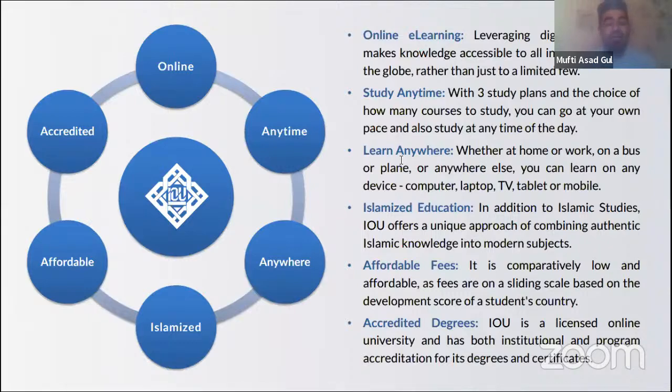But the six advantages that IOU has over all the universities that are offering online education throughout the globe. The first point is online. When it comes to online, the main advantage of online education is that you can just listen to the class, you can attend the class anytime.